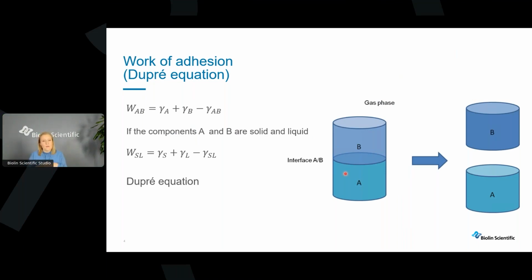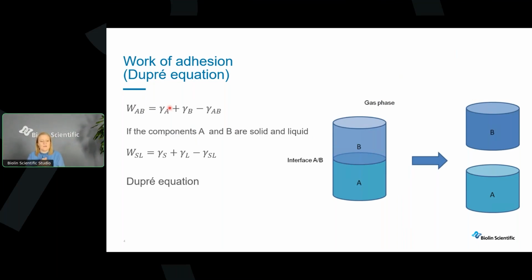So how much work has to be done to separate these two interfaces from each other is called work of adhesion. So we have here the work required to separate the two components from each other, and that is basically the surface tension of component A plus surface tension of component B minus the interfacial tension between those two components.